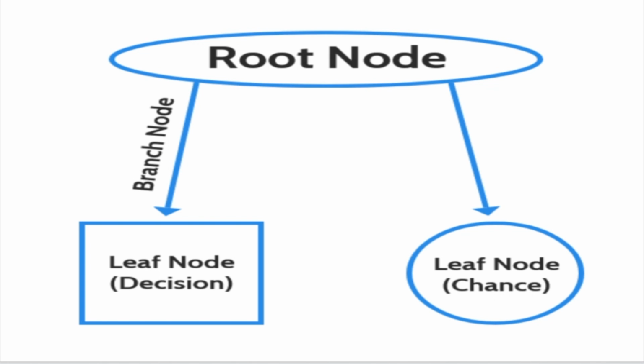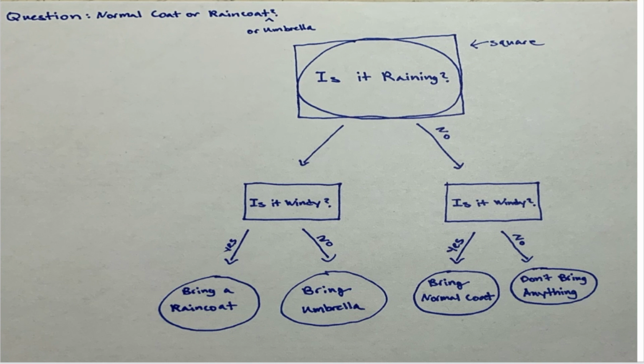So to put it into perspective, given the example that was shown previously, we can see that the root node is the very top one, which asks if it's raining. The branches are the arrows that say yes and no, and the leaf nodes are the ones that are after the branches and after the root node.